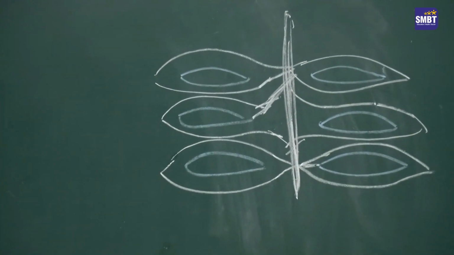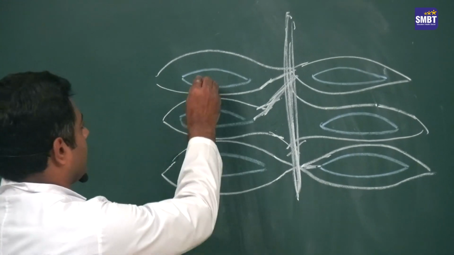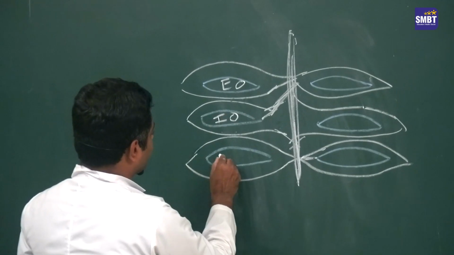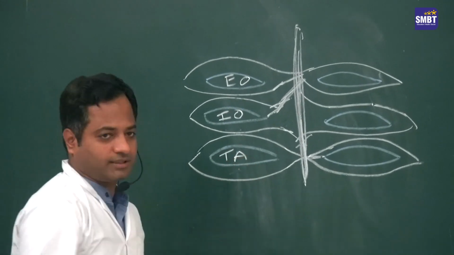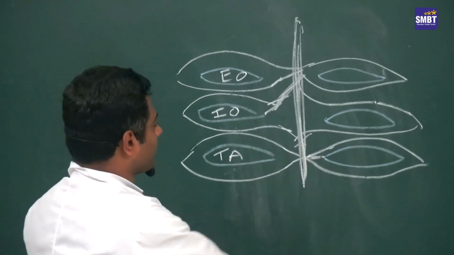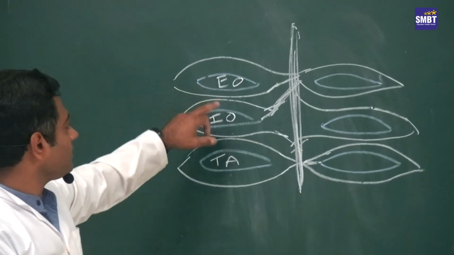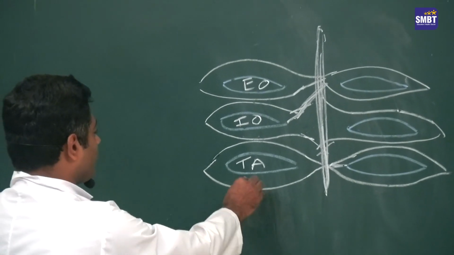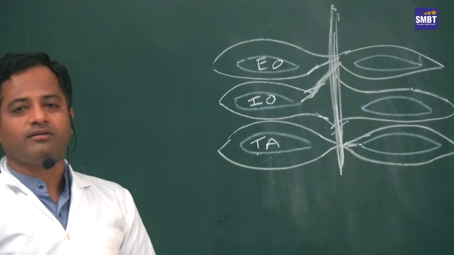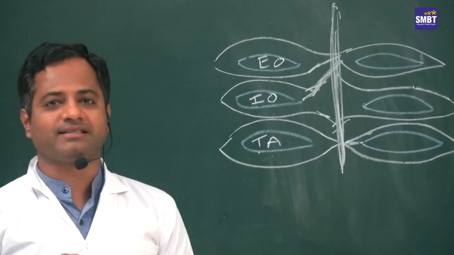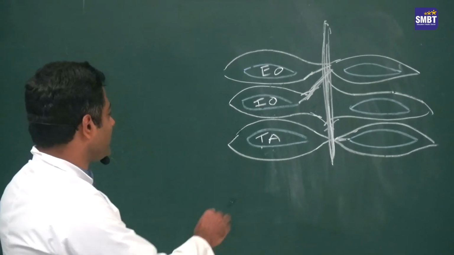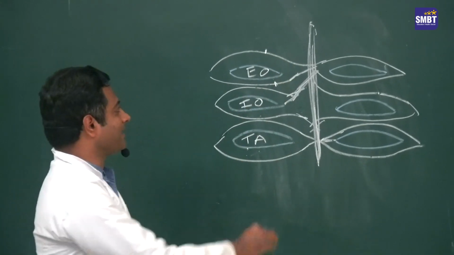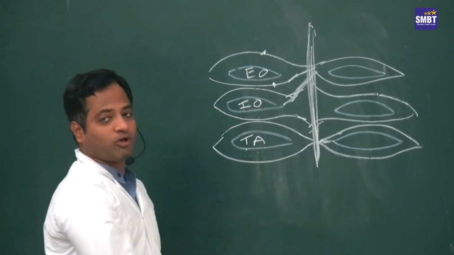Suppose this is the linea alba, this is external oblique muscle, this is internal oblique muscle, and this is transverse abdominis muscle. So these are both sides muscles: external oblique, internal oblique, and transverse abdominis. Each muscle has its separate aponeurosis, with an anterior lamina and a posterior lamina of aponeurosis.